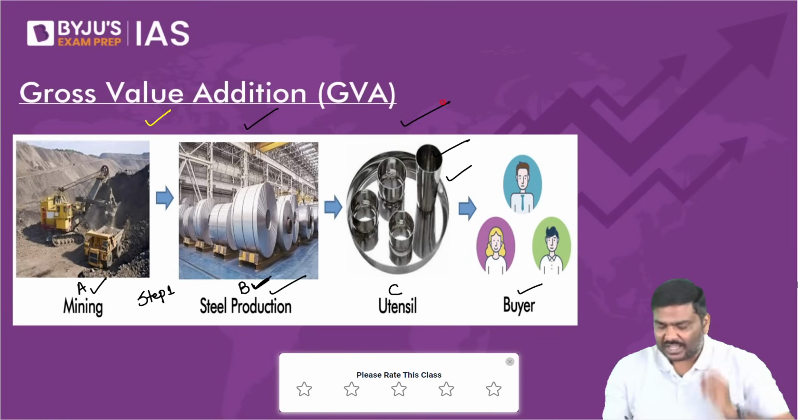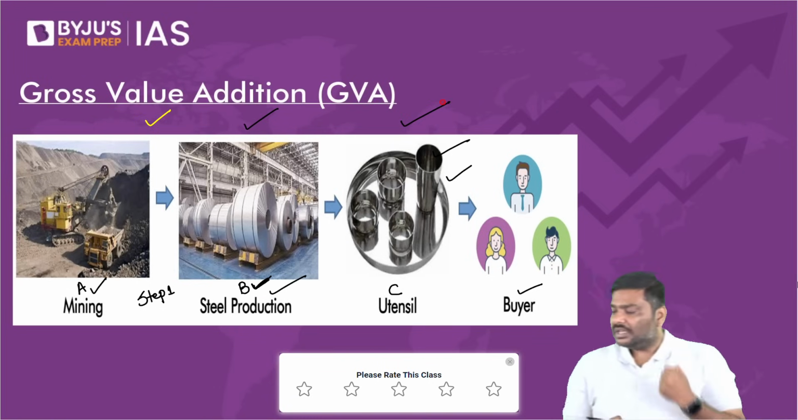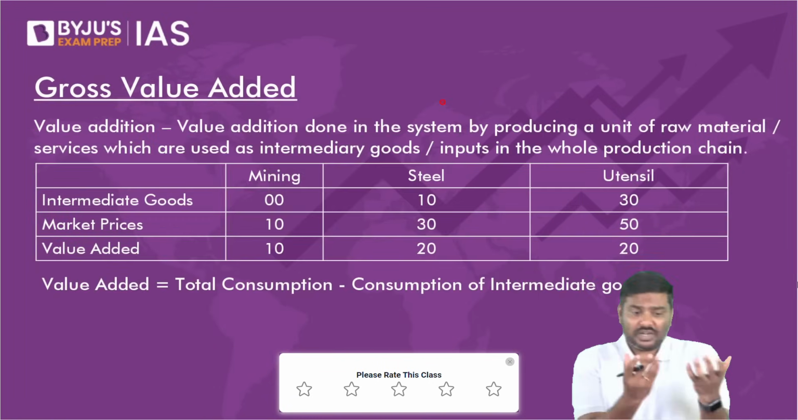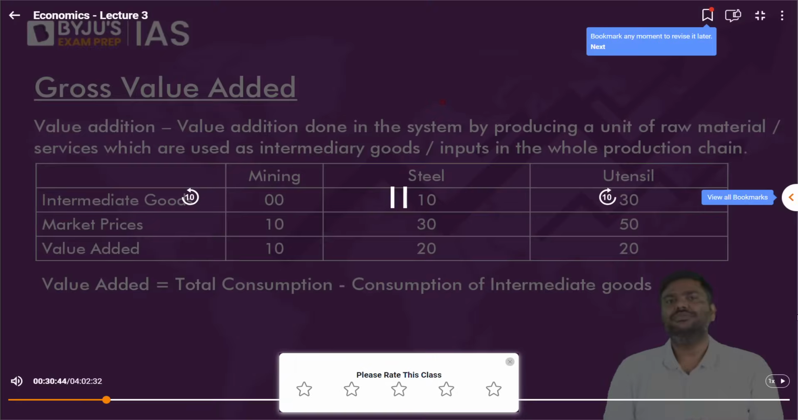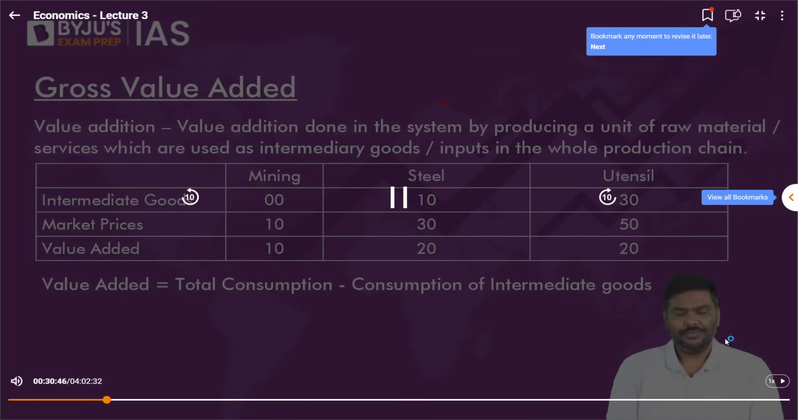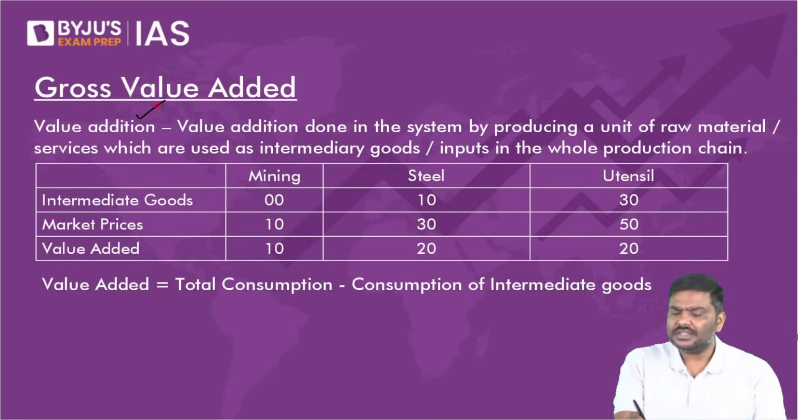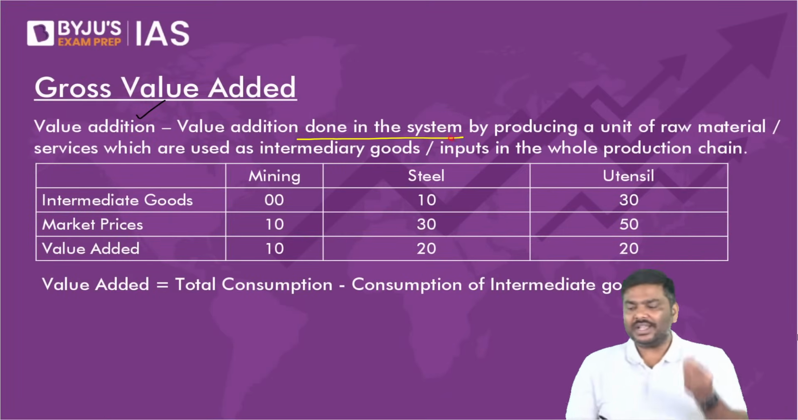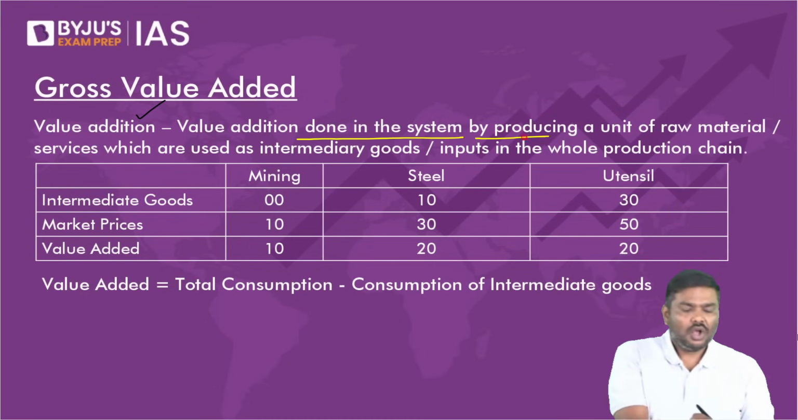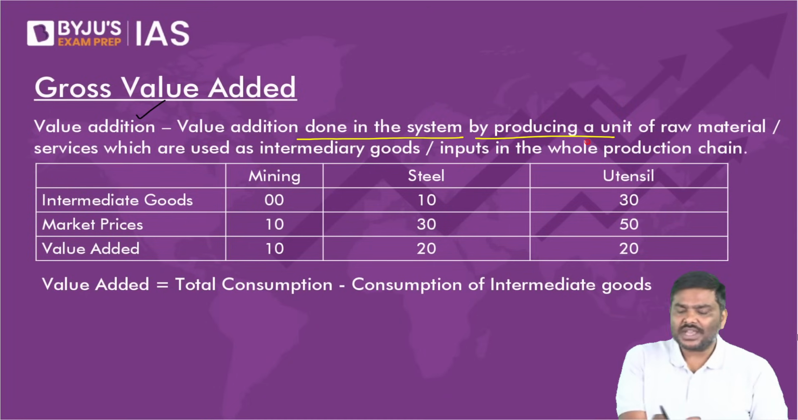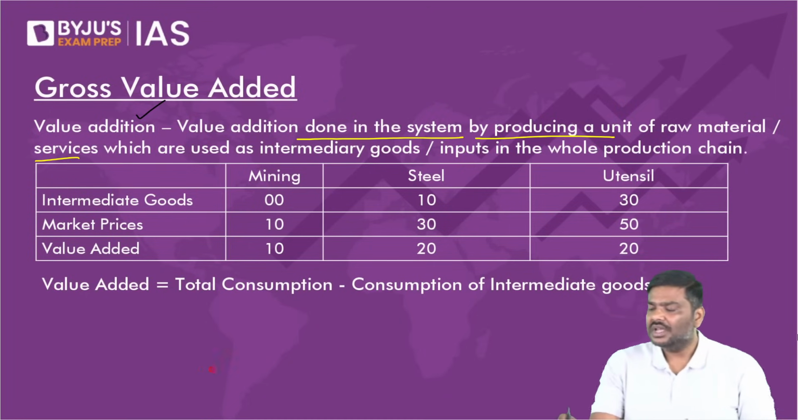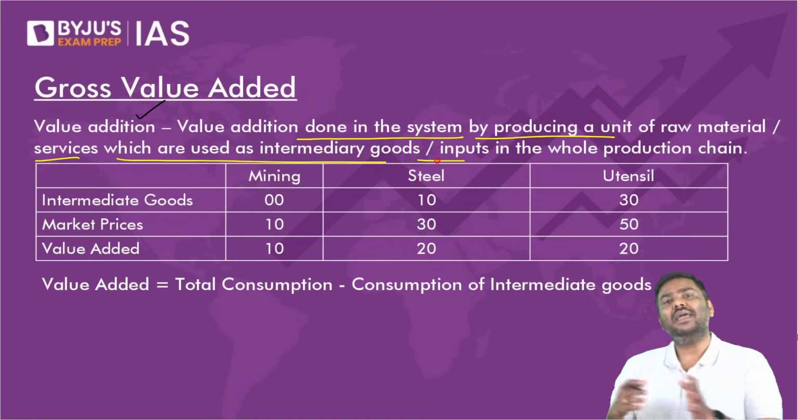Now, many of you ask me to give numbers. What is the meaning of value addition? Tell me the numbers. Let's take a simple calculation here. Value addition simply refers to, have a look at this, the addition done to the system by producing a unit of raw material or services which are used as intermediary goods or inputs in the whole production supply chain.